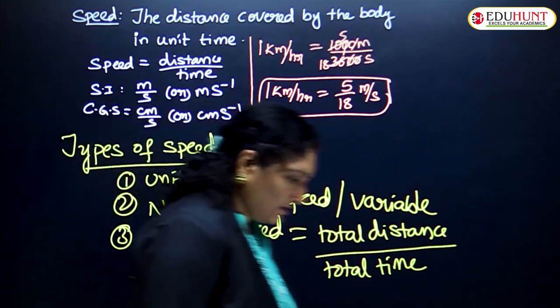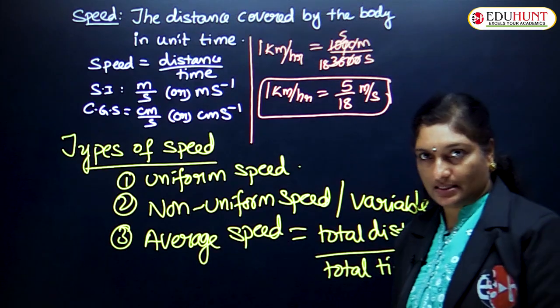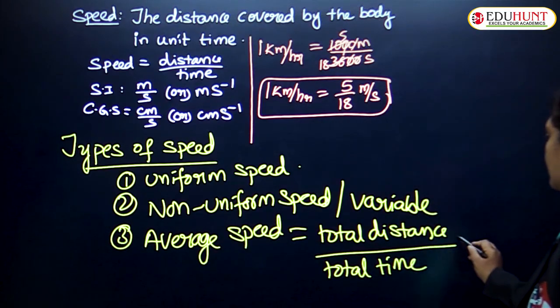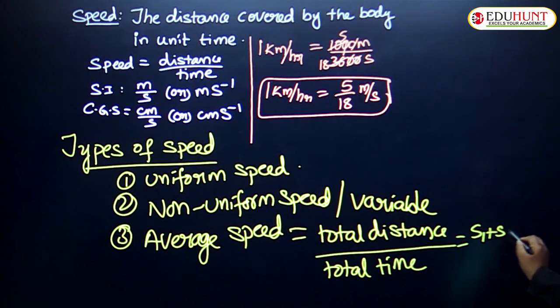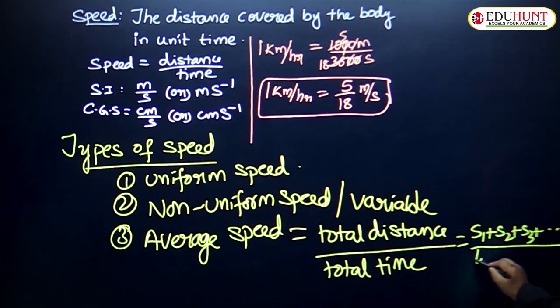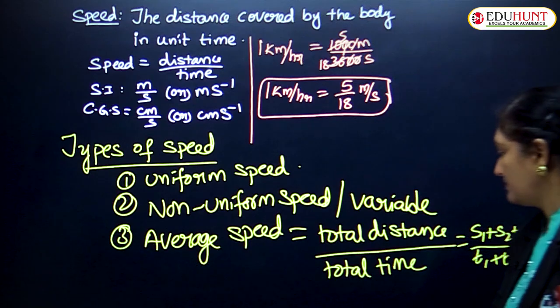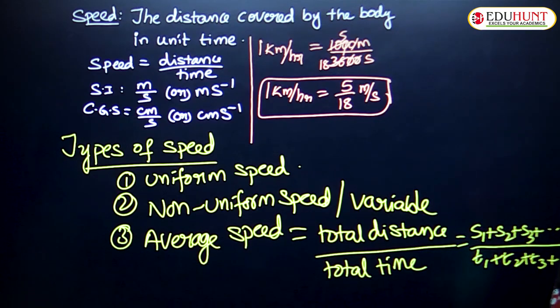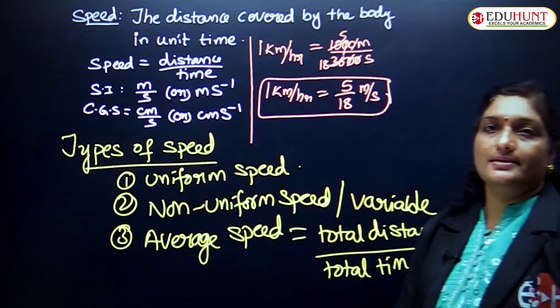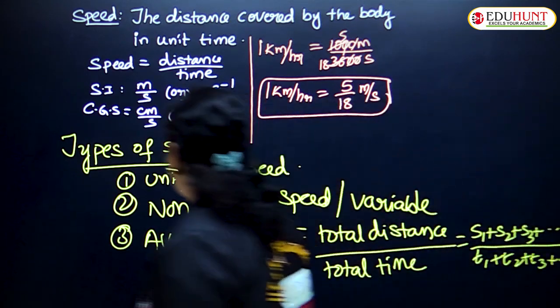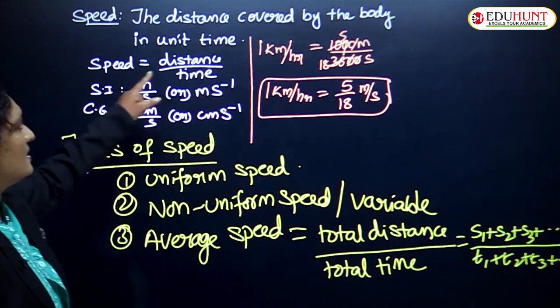For example, whenever a body covers unequal distances in unequal intervals of time, let us say S1 is the first distance, S2 another distance, S3 another distance, and so on, up to Sn, different distances in different time intervals, then the ratio of the total distance covered by the body to the total time interval is called your average speed.